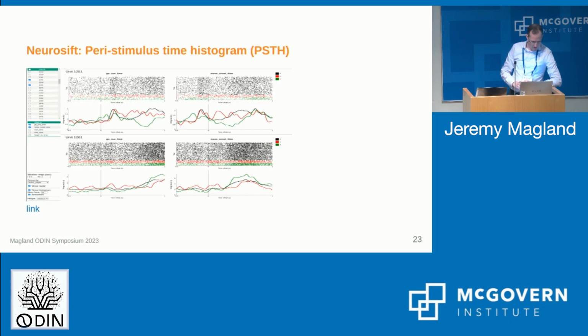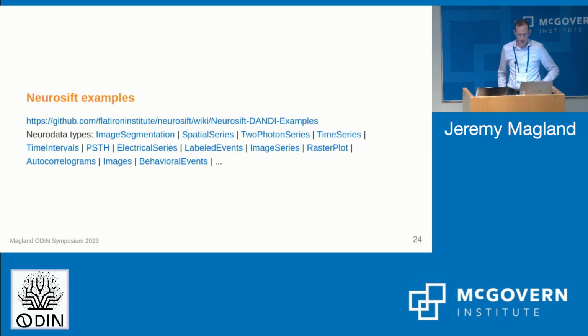There's also, this is one of the more advanced views. If you select data types that would be able to come together to form a peristimulus time histogram, then you can interact with this widget. Again, it's a higher level widget than just viewing the individual neurodata types. There are other examples here. This is a list of all of the neurodata types that are currently supported, and you can go to the gallery to click through those and see examples of how they work.